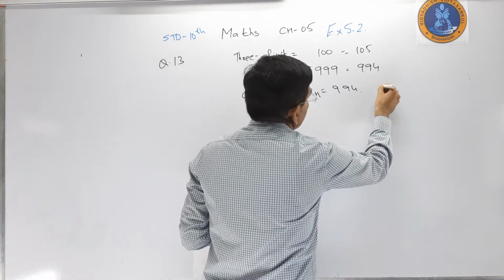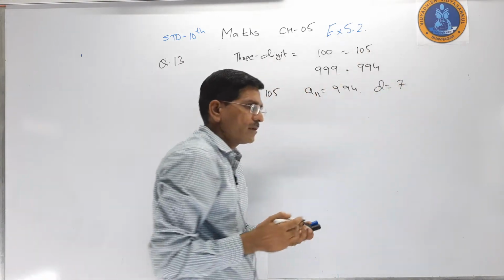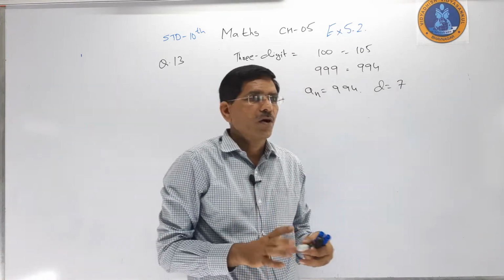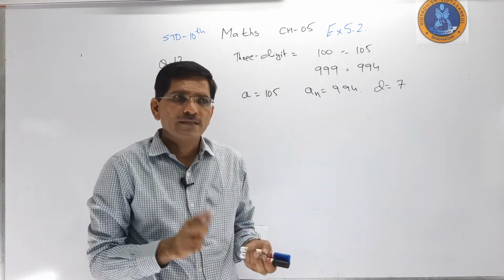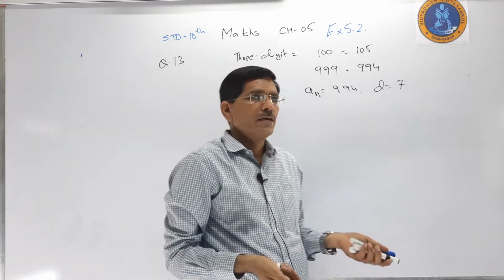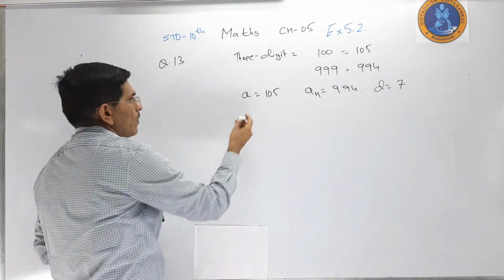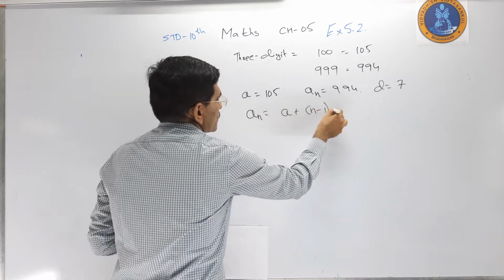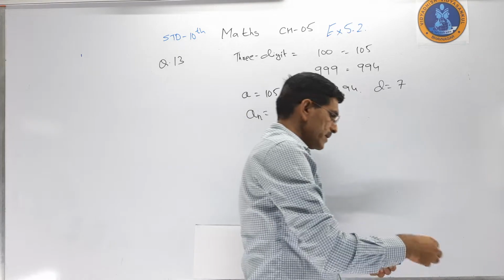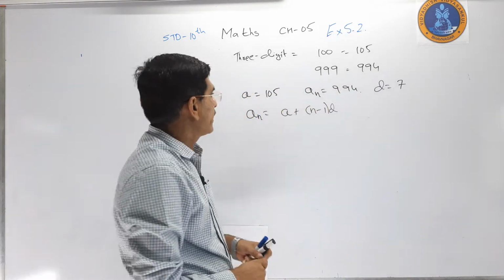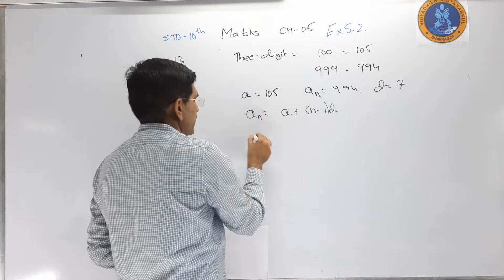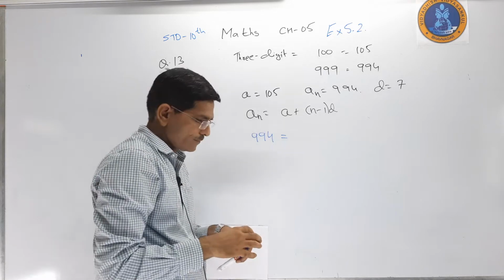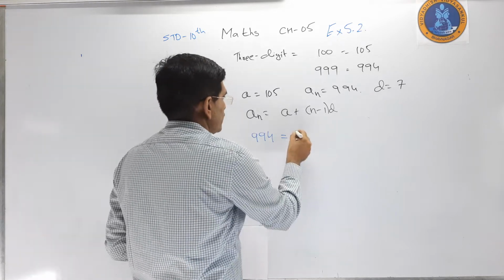D is equal to 7. Why is D equal to 7? Because it is divisible by 7, which means the difference is 7. So now we put in the formula An is equal to A plus n minus 1 D. Now An, the last term, is 994, and A, the initial term, is 105.